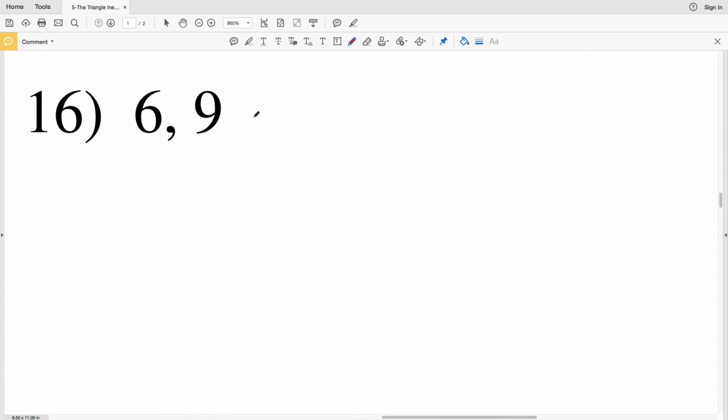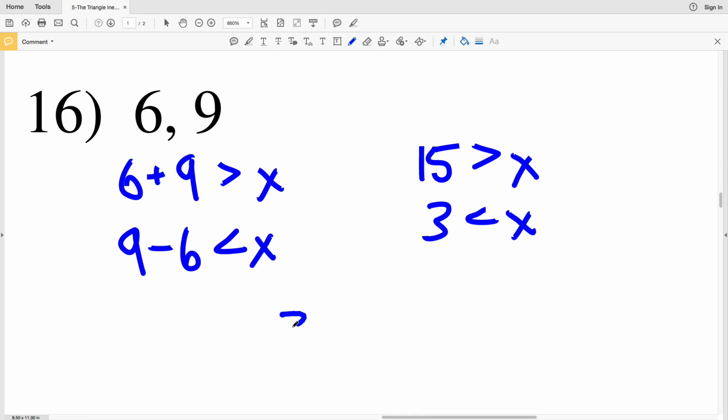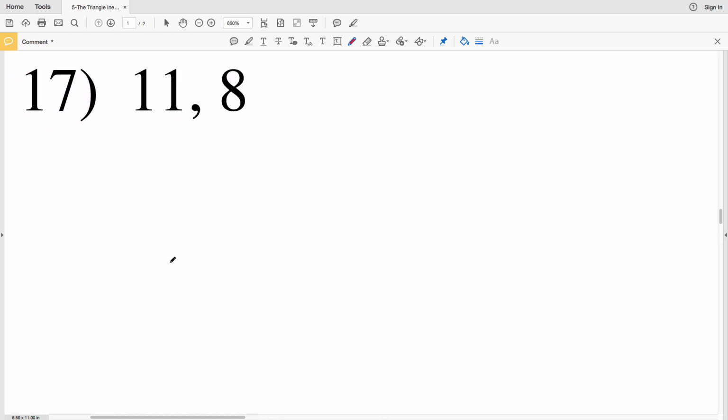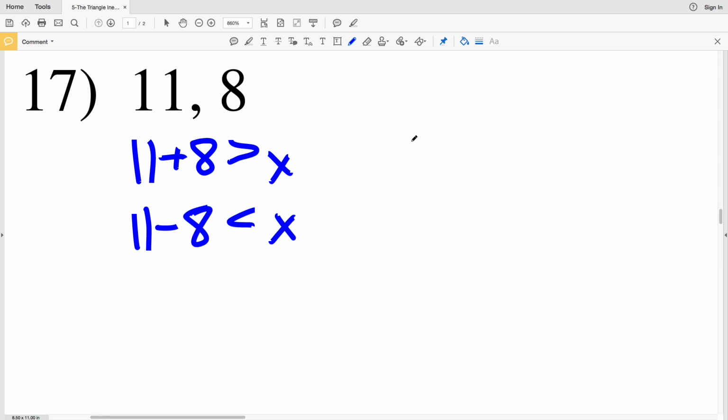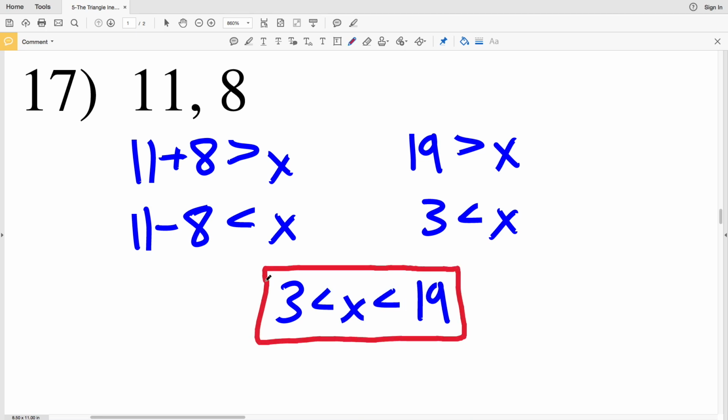In number 16, we have 6 and 9. So 6 plus 9 is greater than that third side, and 9 minus 6 is less than that third side. So 15 is greater than that third side, and 3 is less than that third side. 3 is less than x, which is less than 15. Number 17, we're looking at sides with measures 11 and 8. So 11 plus 8 is greater than that third side, and 11 minus 8 is less than that third side. 11 plus 8 is 19, so 19 is greater than x, and 11 minus 8 is 3, so 3 is less than x. So for the range of that third side, we have 3 is less than x, which is less than 19. So that third side can be anything between numbers 3 and 19, excluding the 3 and the 19.